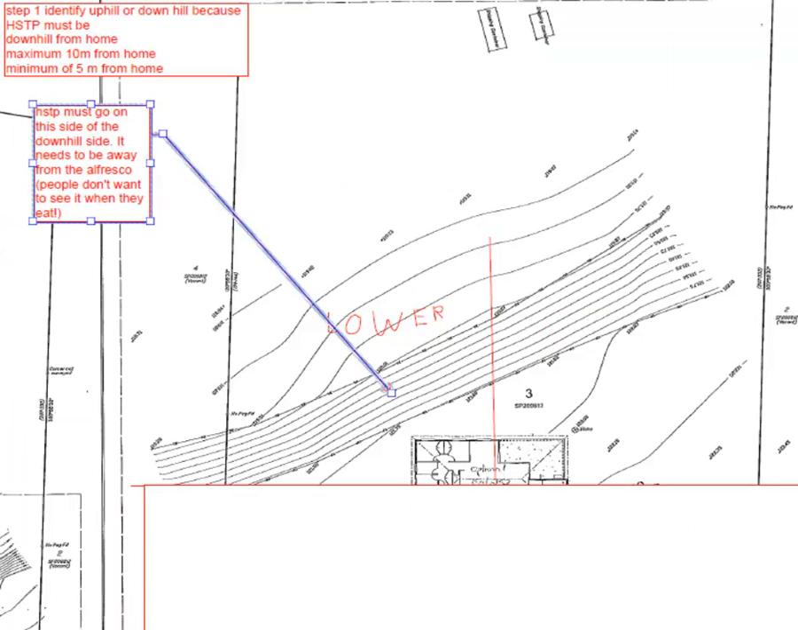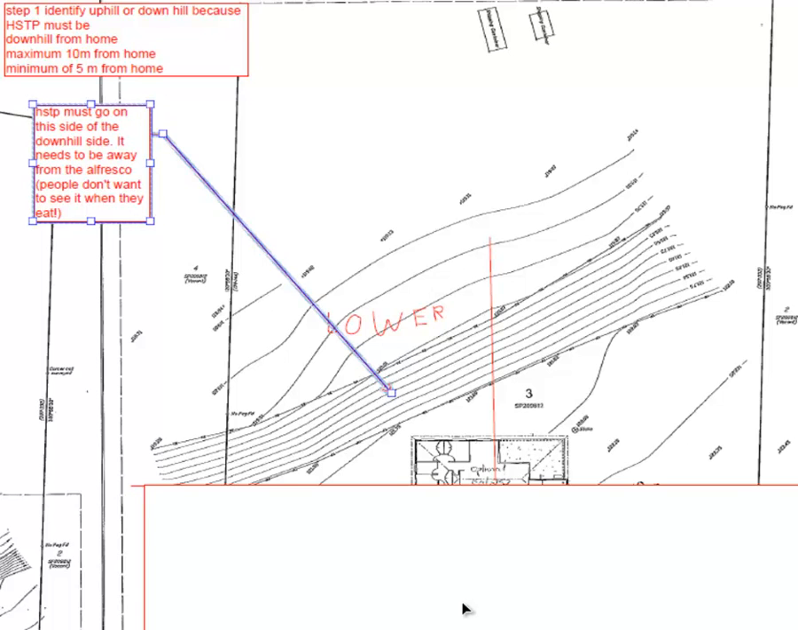Now, because we know from experience that people do not like looking at their HSTP when they're eating, we don't put the HSTPs on the side of the house where the alfresco is, or where the windows are, or anything like that. We try and put it over on the bedroom side of the house. So HSTPs must go on this side, on the downhill side. It needs to be away from the alfresco. People don't want to see it when they eat.